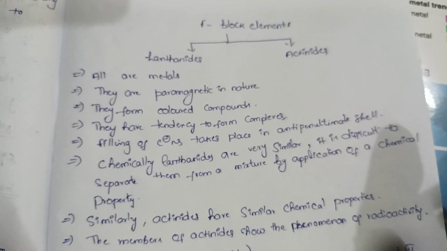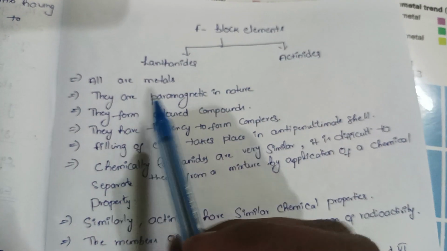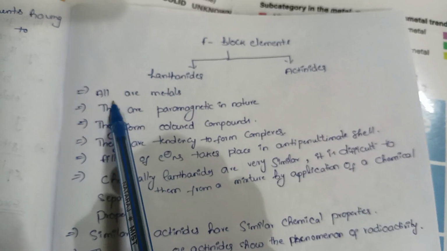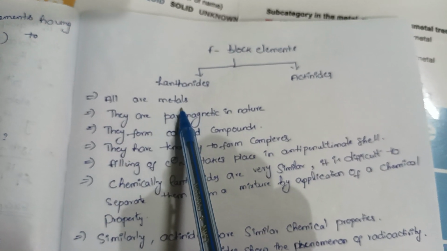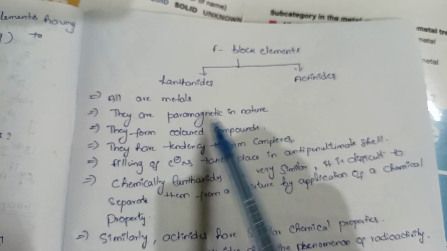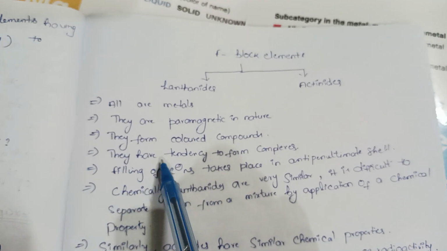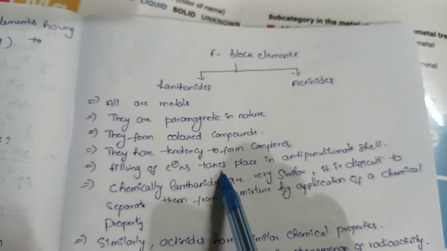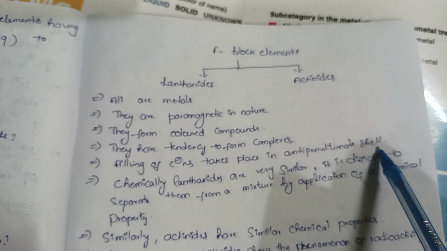Coming to f block elements, they are classified into two: lanthanides and actinides. All f block elements are metals. They are paramagnetic in nature. They form colored compounds and have an easy tendency to form complexes. Filling of electrons takes place in the antipenultimate shell.